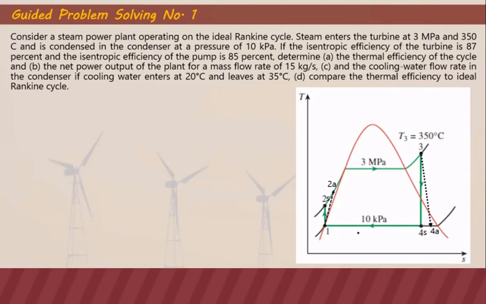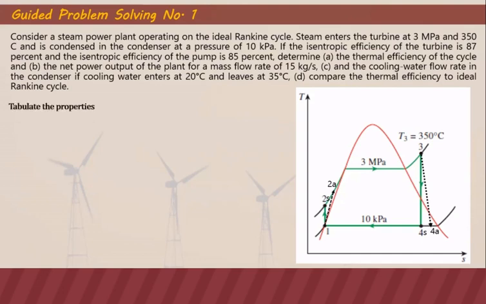So we're given a cycle that operates between a pressure of 3 megapascal and 10 kilopascal. The steam enters the turbine at 350 degrees Celsius. The isentropic efficiency of the turbine is 0.87, and for the pump that is 0.85. We're also given the mass flow rate of 15 kg per second and the temperature of the cooling water used in the condenser, 20 degrees Celsius inlet condition and 35 degrees Celsius outlet condition.